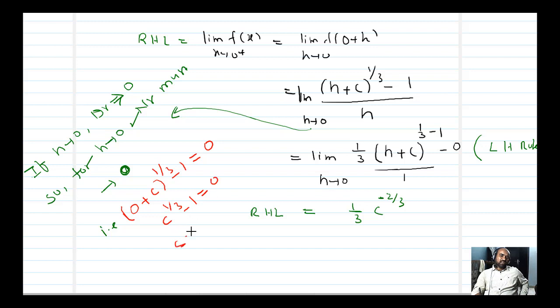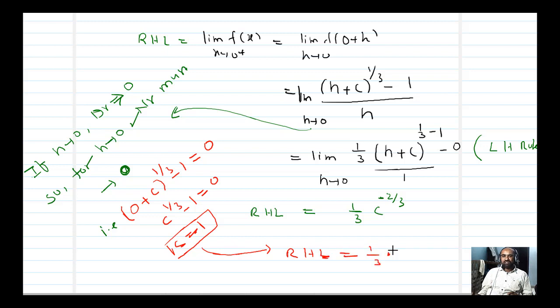So we got the c value now. So from this what can I say about RHL now? RHL is nothing but 1 by 3 into c, which means 1 power minus 2 by 3 with c equal to 1 only. Directly now I can say RHL equal to 1 by 3. So this is an important step for the problem.